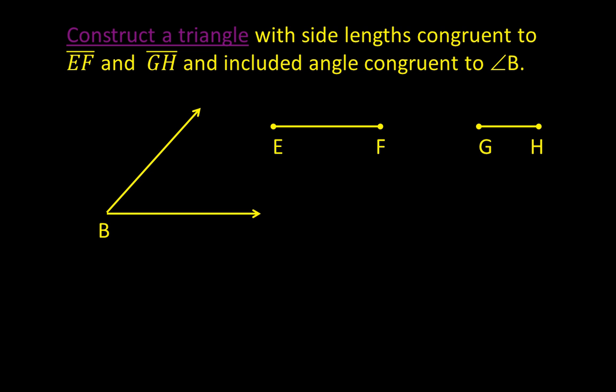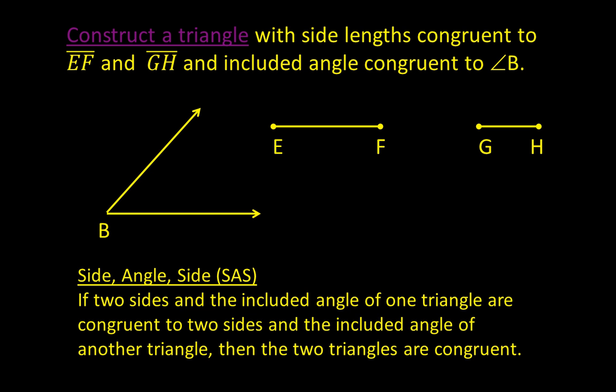So the construction we just saw is an illustration of another triangle congruence theorem called side angle side. This theorem says that if two sides and the included angle of one triangle are congruent to two sides and the included angle of another triangle, then the two triangles must be congruent.